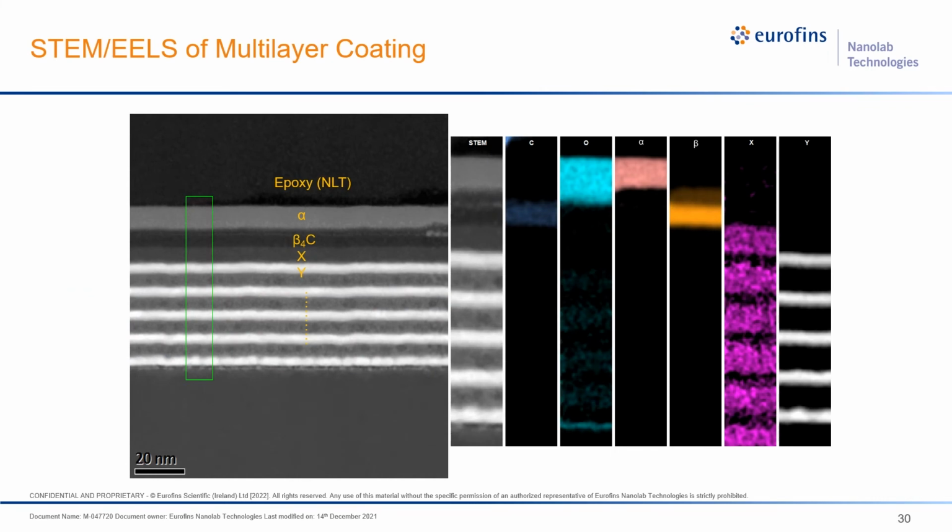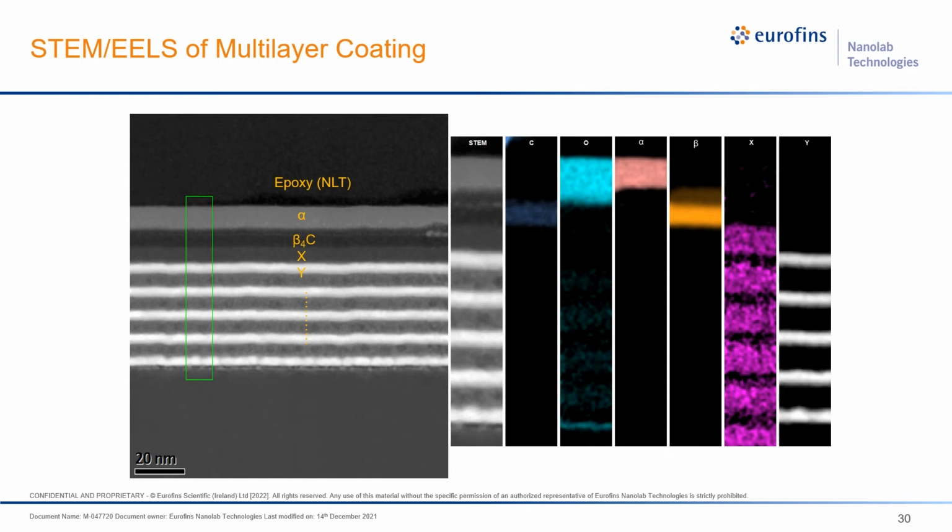Here is a STEM image of a multi-layer reflective mirror coating. This is a cross-section, and on the top here is a carbon-based epoxy that we put on to protect the sample material in FIB sample preparation. Due to IP protection, we're not going to show the main elements here, but instead we name them alpha, beta, X, and Y. But you can still see the important information that this STEM image can deliver: the 5 pairs of X and Y, each layer's thickness, the layer roughness, interface quality, etc.